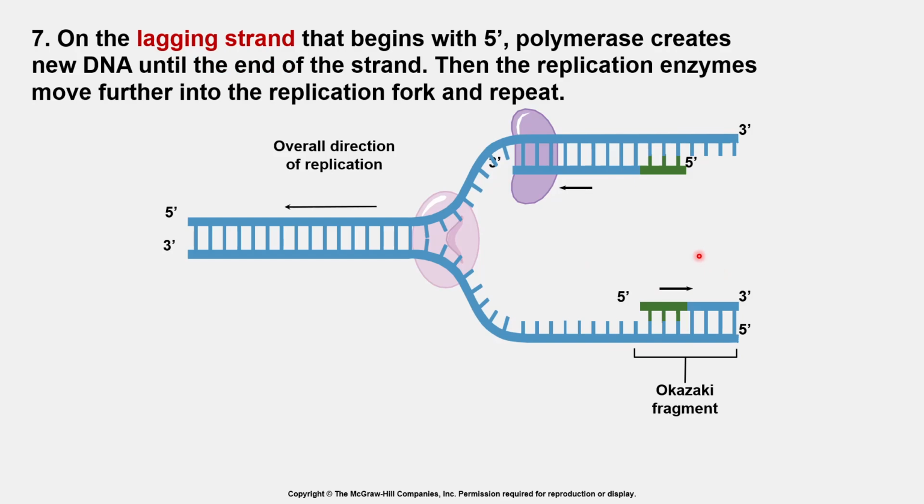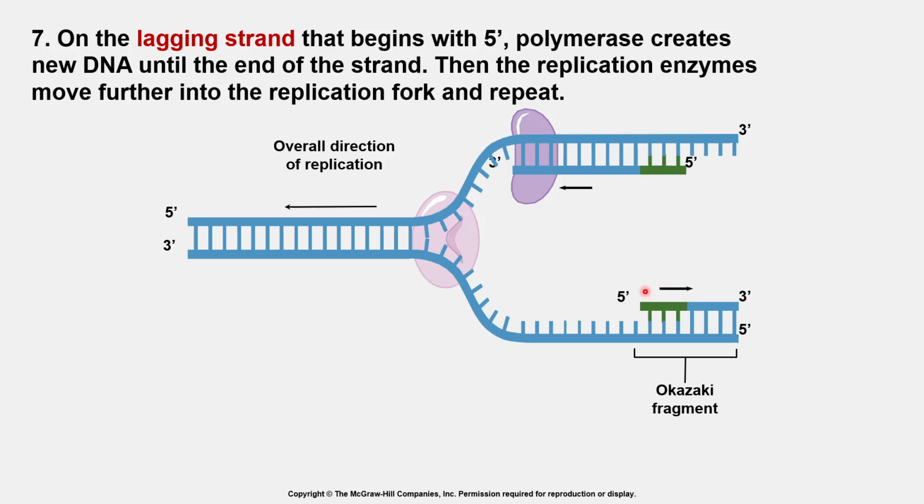So the lagging strand is the strand where DNA polymerase has to go in the opposite direction of helicase. While helicase is unwinding in this direction, DNA polymerase is making DNA in the opposite direction because the strands run anti-parallel to each other. And so on this lagging strand, what has to happen is primase has to come in and create a new primer even closer to the 3' end of the DNA. And then the DNA polymerase has to find that primer again and create a new piece of DNA.